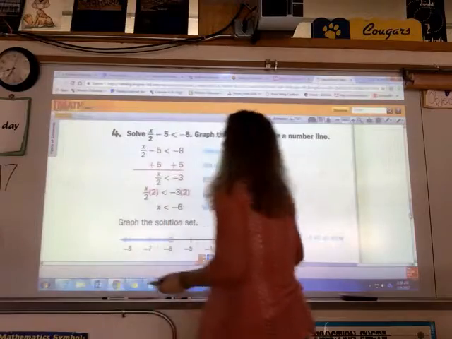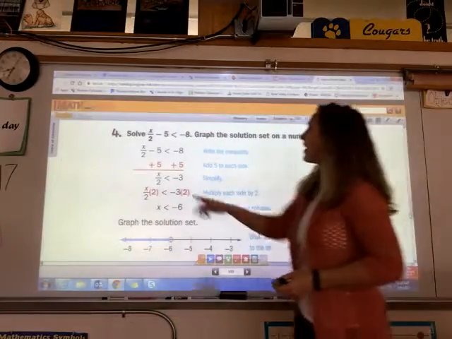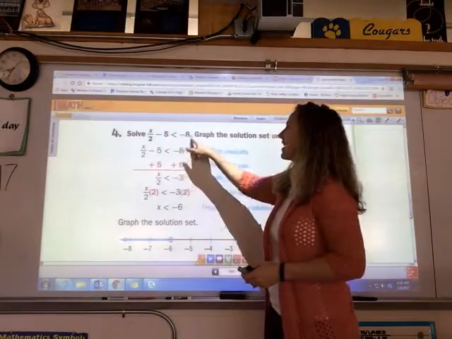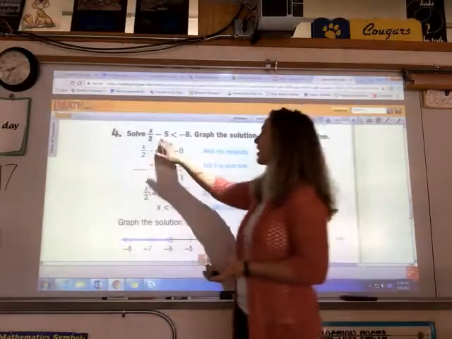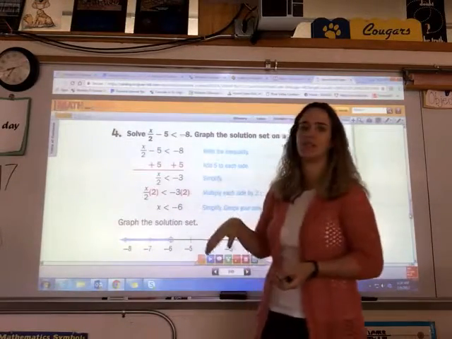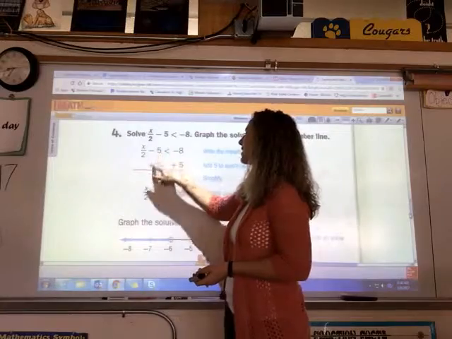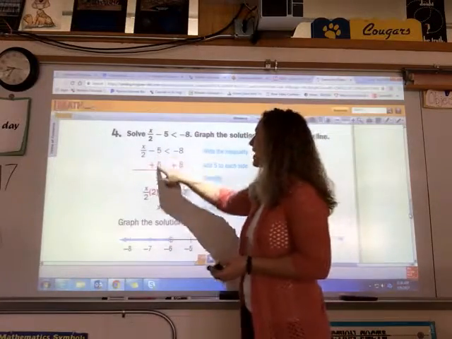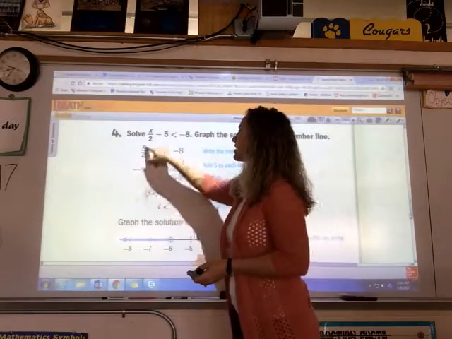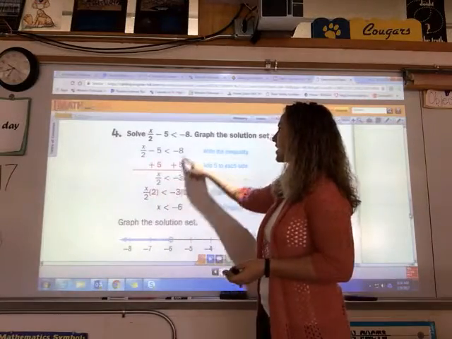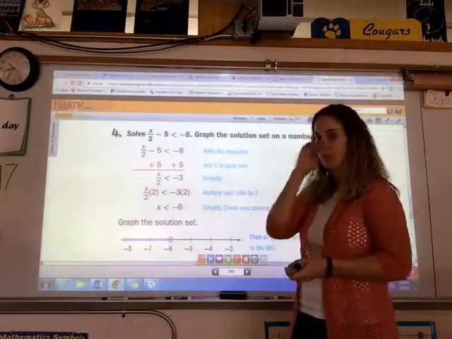Example 4. Look at x divided by 2 minus 5 is less than negative 8. Okay, so let's look at what we're adding or subtracting. We're subtracting 5. So the opposite of subtracting 5 is to add 5. So I'm going to add 5 to both sides. X divided by 2 is left, is less than negative 8 plus 5, which would be negative 3.